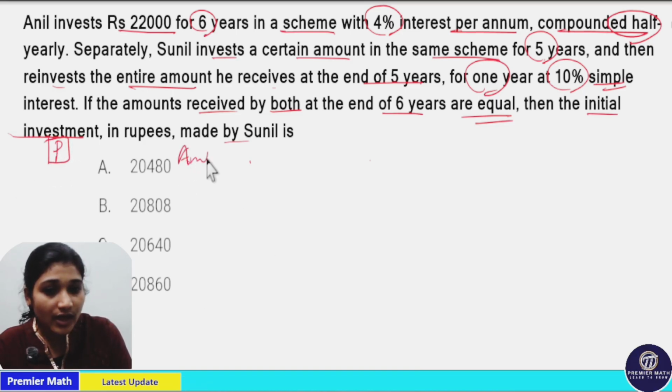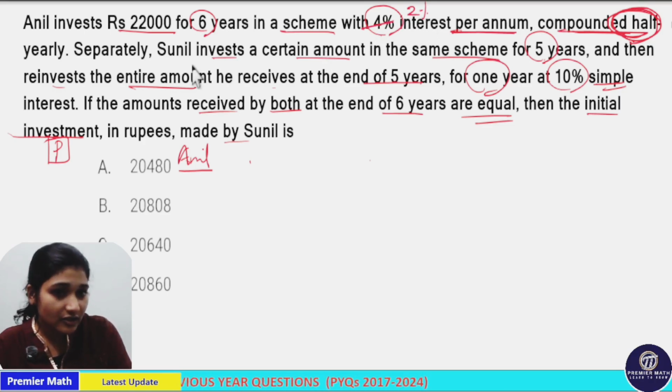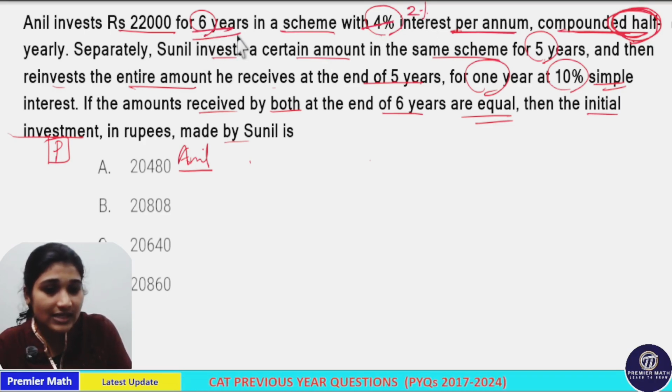Now, in the case of Anil, he invested in a compound interest scheme. Here, interest is compounded half yearly, which means every 6 months interest is added to the principal. Here, for 1 year, interest is 4%, which means for 6 months, interest is 2%. That is, for a half year, interest is 2%. And he invested for 6 years, which means he invested for a total of 12 half years.